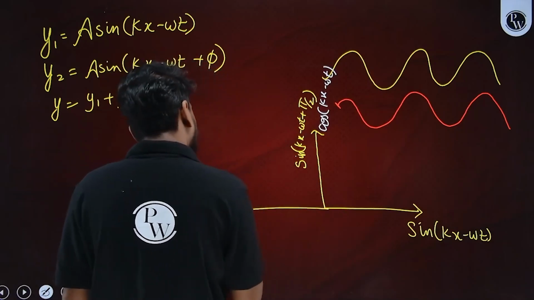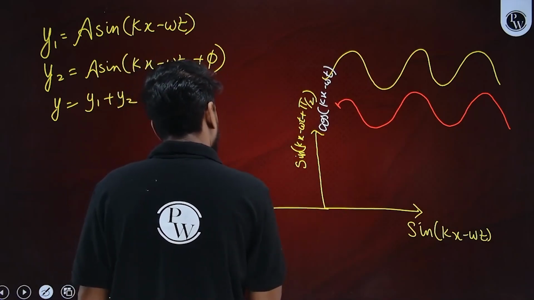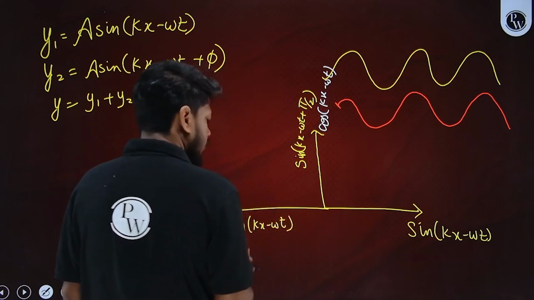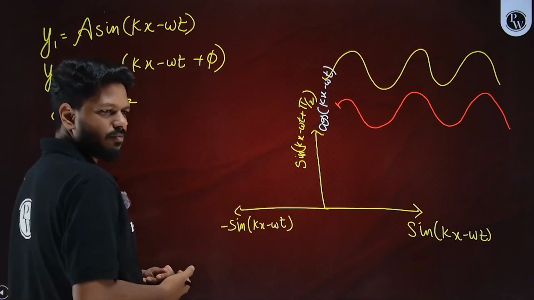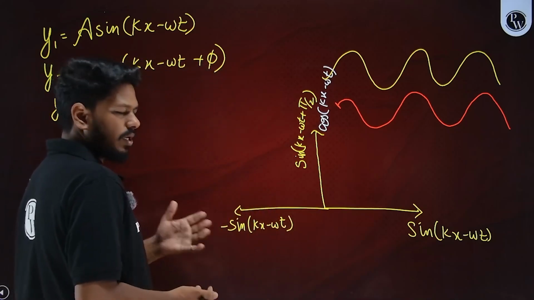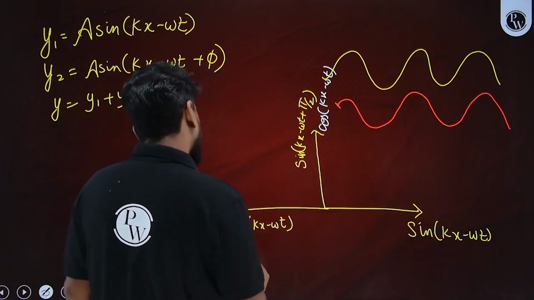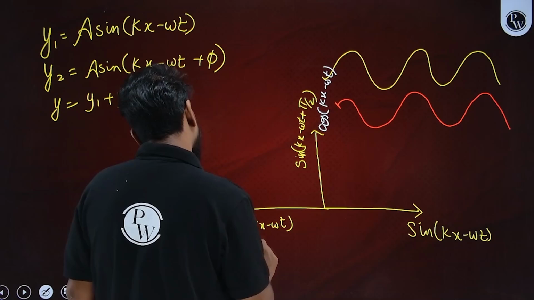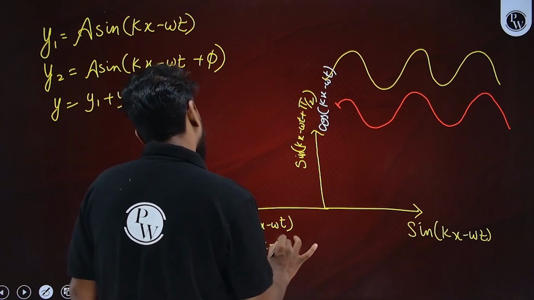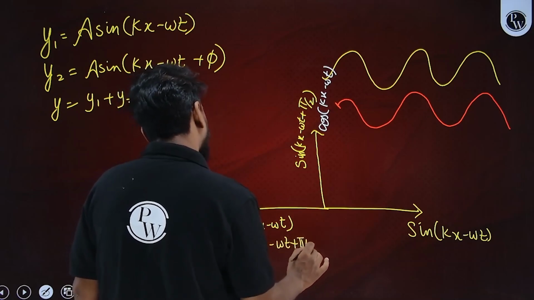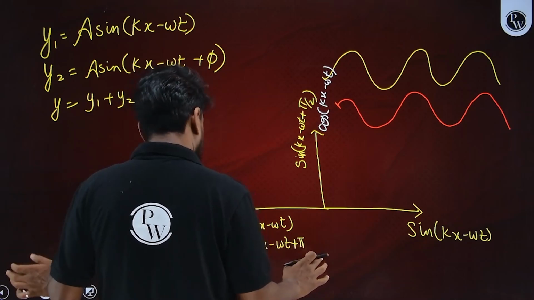This direction will be minus sine of kx minus omega t. Or else you can write this as, from here I am taking 180 degree, so I can write this as sine of kx minus omega t plus pi. Sorry, plus pi, 180 degree, not 90 degree, right?